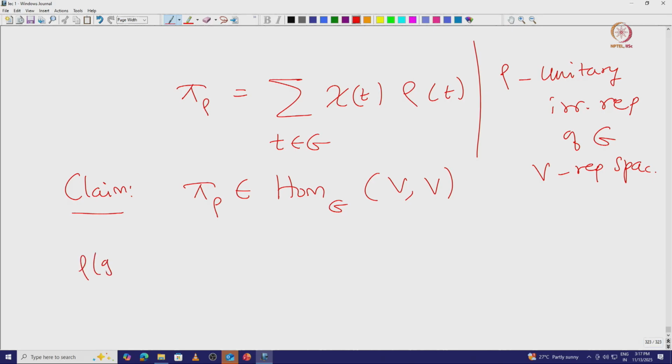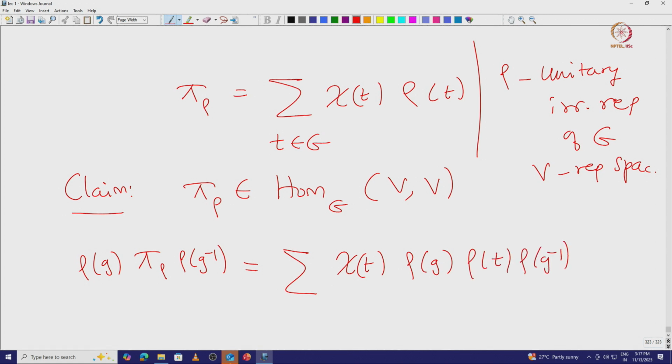So let us do it. If you take rho g pi rho g inverse, this is going to be exactly equal to summation chi t, and then rho g, rho of t, rho g inverse, where t runs over G. Now, because rho is nothing but a group homomorphism, we can replace this by rho of g t g inverse. Now if you replace like that, then what do we get?